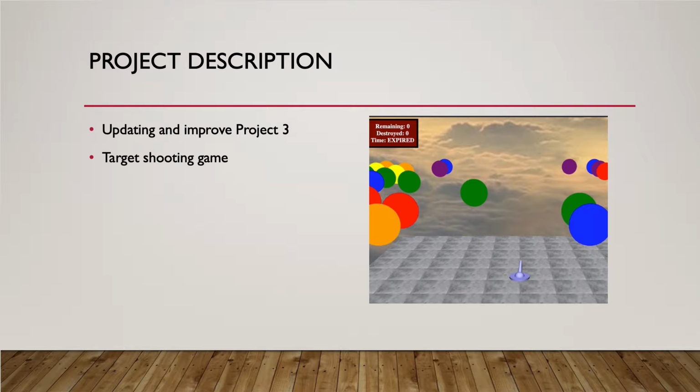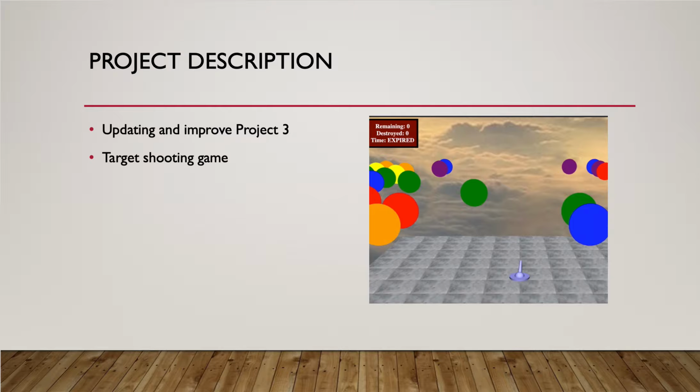So for my final project, I decided to update my project 3 and try to make some improvements. My project 3 was a little bit clunky, wasn't too fancy. You can see my balloons were represented as flat circles. Not a whole lot of shadowing going on here. We have the rotating movable turret in the center that shoots a laser projectile.